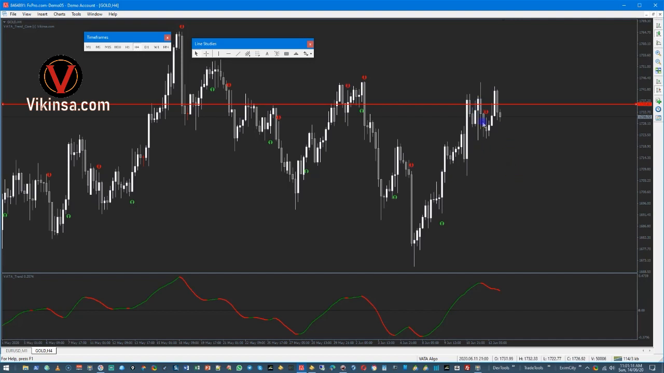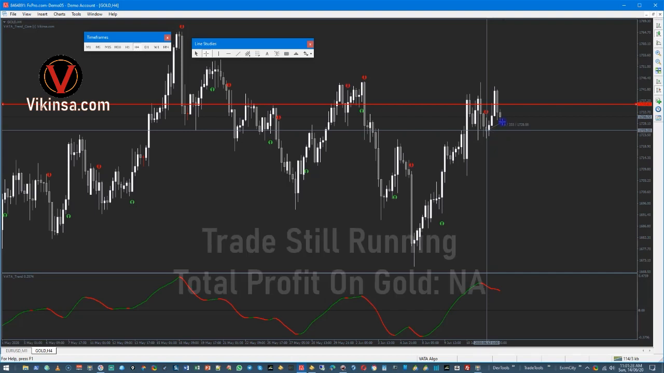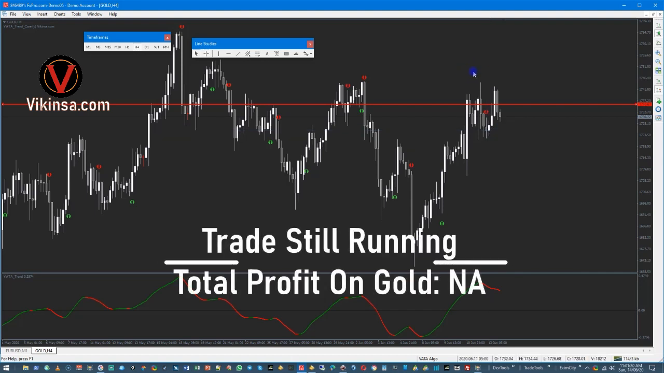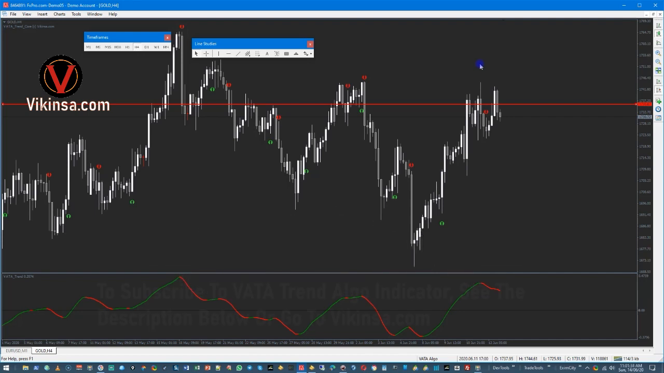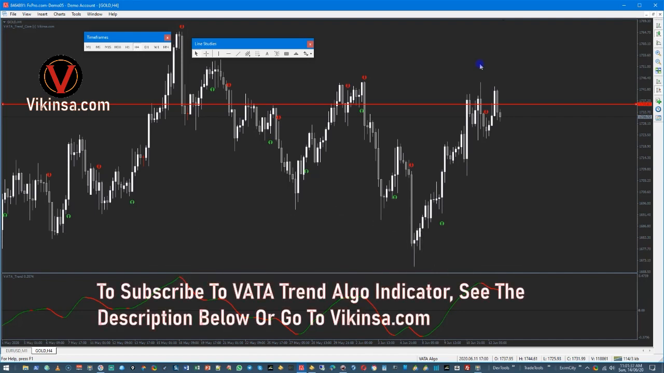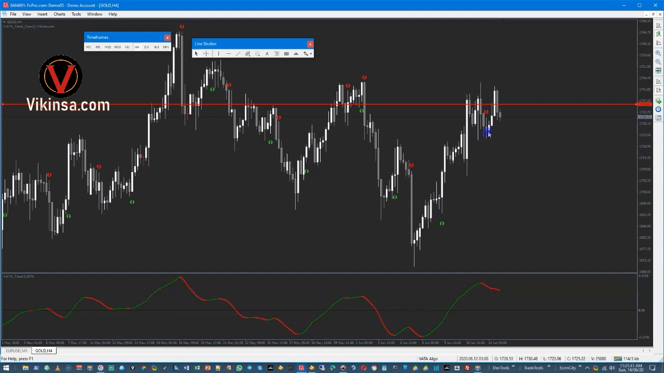So the market can do its own thing. However, the VATA Trend Algo was able to give a very nice signal around here. The trend has shifted and we got an arrow, so we could have entered here. Now we're still in a little negative. Your stop loss has to be somewhere around here above the structure. As I mentioned before, you can use your own strategy using ATR or whatever you want. So I'm assuming you're putting your stop loss around here, so you are in a little negative and you're hoping to hit your profit target based on the analysis.